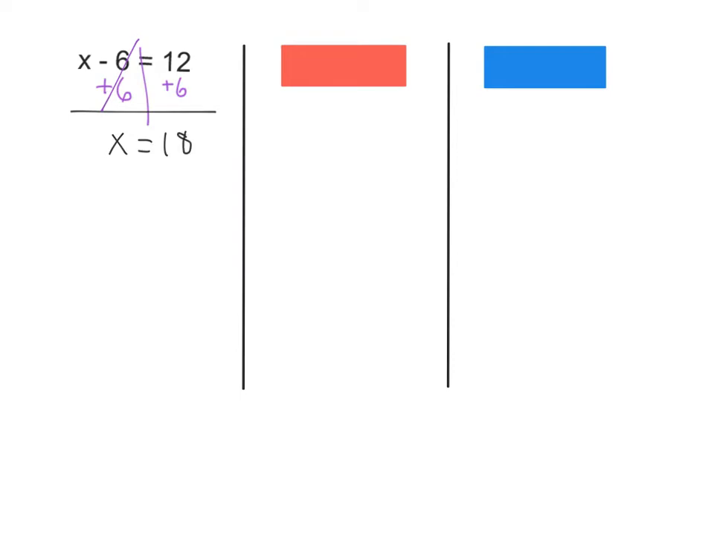So the next one says x minus p equals 12. Again, this progression should help you see that this is no different than what we've already known how to do. So here we had to add the 6 to get rid of it. So here what are we going to do? We're going to add p. If I add p to this side of the equation, I need to add p to this side.